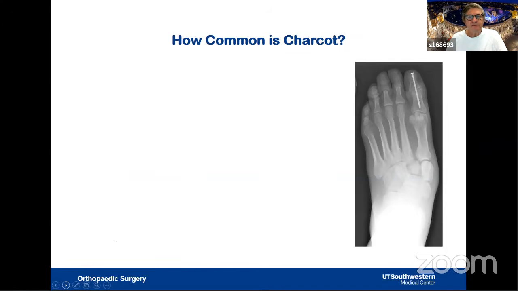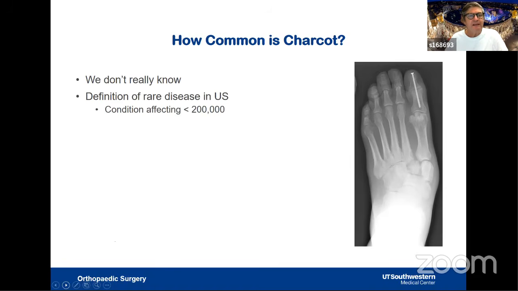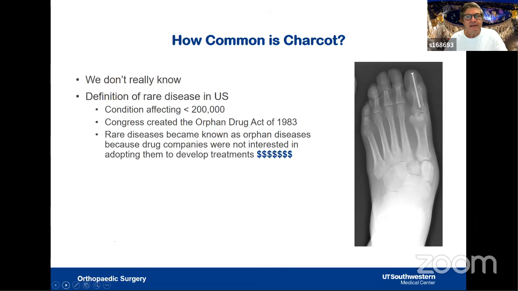How common is Charcot? The answer is we really don't know. The definition of a rare disease in the United States is a condition affecting less than 200,000 people. So quite honestly, as I'll show you, this would qualify as a rare disease. Our Congress in 1983 created what was called the Orphan Drug Act because the drug companies didn't want to spend money on conditions that were relatively rare. And as you can imagine, they're going to put money into very common cancers or heart disease, but not something that doesn't occur very frequently.